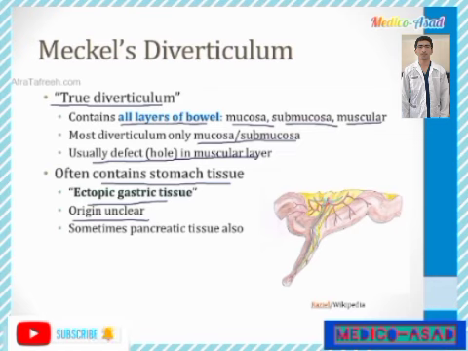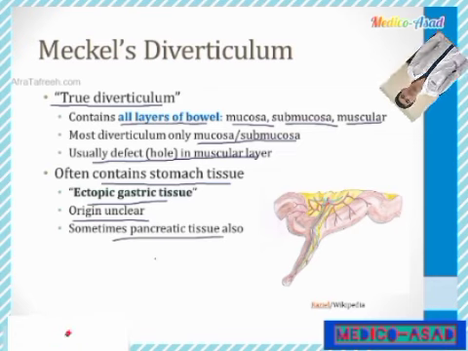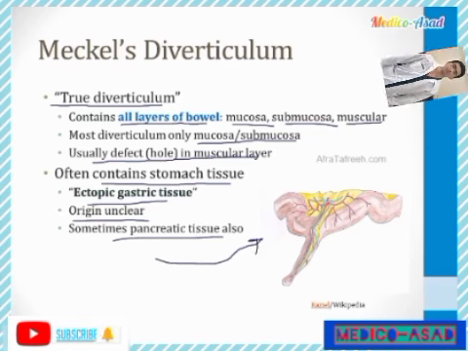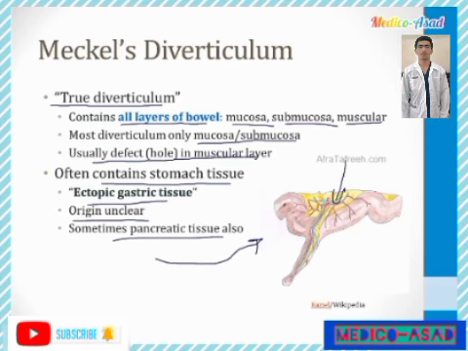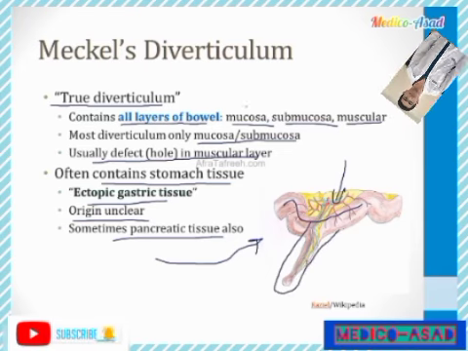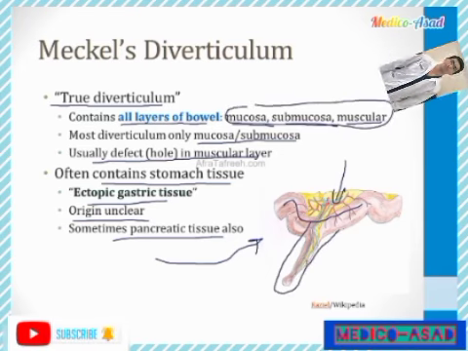Sometimes these diverticulum also contain pancreatic tissue as well. And this is a picture of what a Meckel's diverticulum might look like. You can see mesentery here. This is a portion of intestine, and you can see that the diverticulum is protruding out from the intestinal wall, and it contains all 3 layers: the mucosa, the submucosa, and the muscular layer.